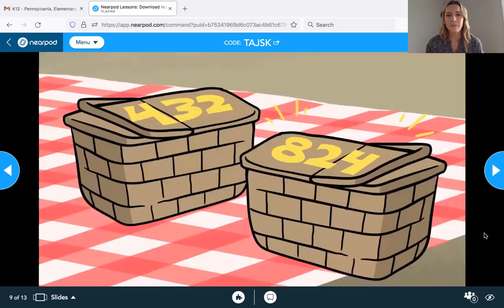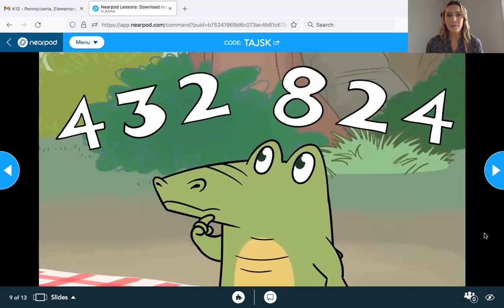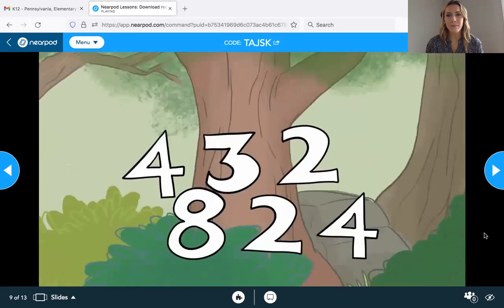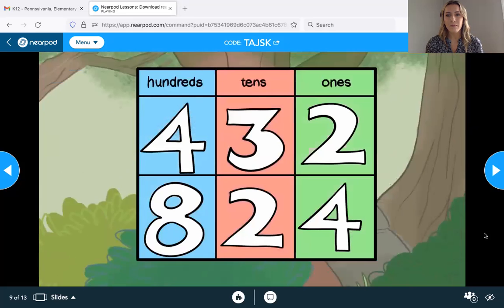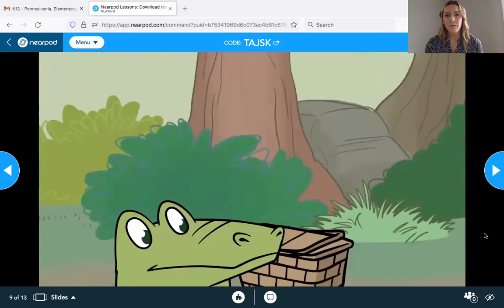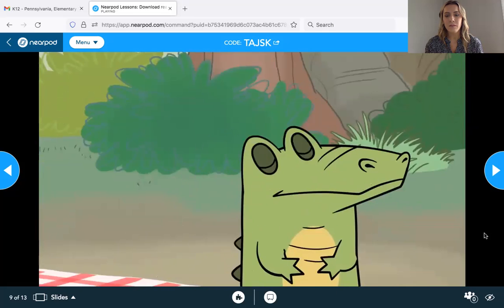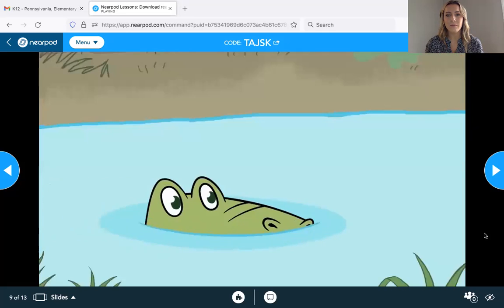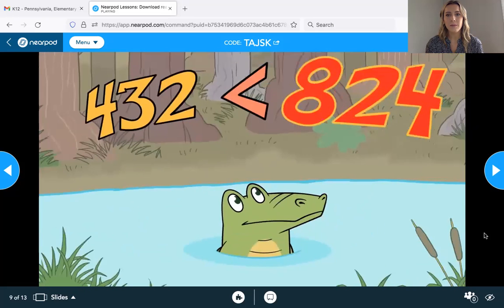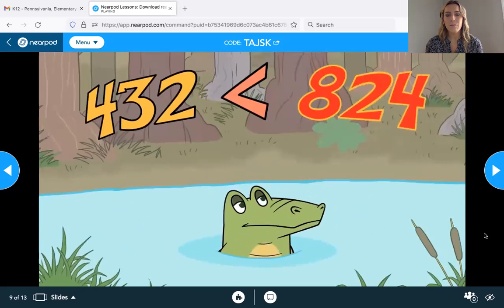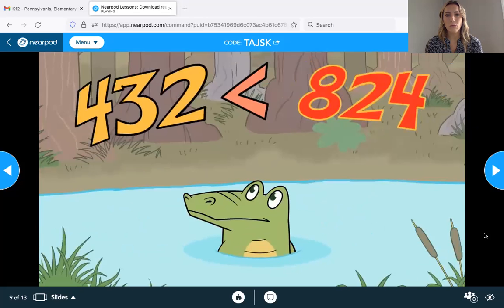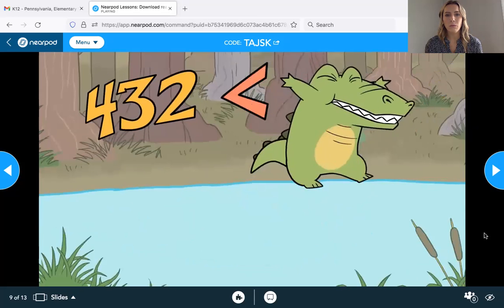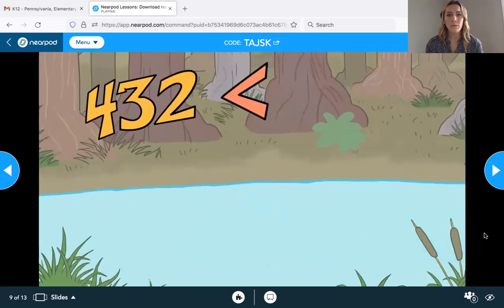And 824. The gator eats the one that's worth more. He looks at the place values from left to right. It's the greatest hundreds place, so he takes a big bite. The hungry alligator eats the number that's greater. The number that is least is never part of his duties.